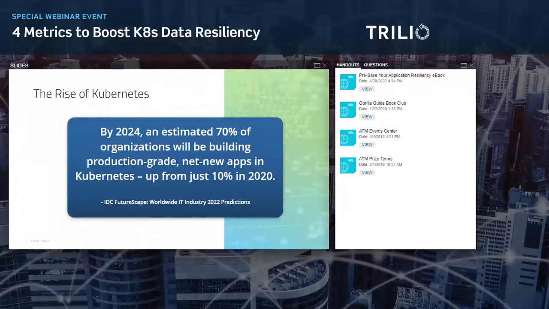So to get started here, we'll start off with a quote from IDC's latest 2022 predictions. IDC has always been a historically very great source for predictions in the tech world, especially when it comes to the landscape of Kubernetes. And so as you can see here, what they're describing and predicting is essentially an exponential growth in the use of production grade Kubernetes clusters and new cloud native apps.